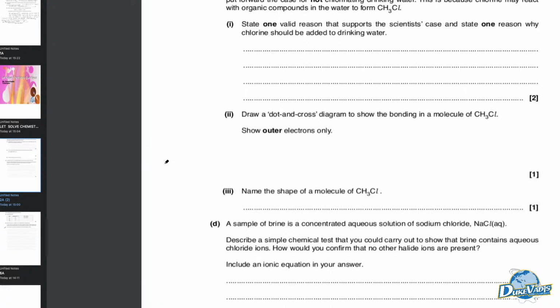Recently, some scientists have put forward the case for not chlorinating drinking water. This is because chlorine may react with organic compounds in the water to form CH3Cl, also called methyl chloride. Okay, so the first question says, state one valid reason that supports the scientist's case and state one reason why chlorine should be added to drinking water.